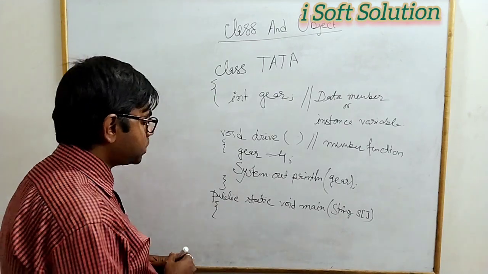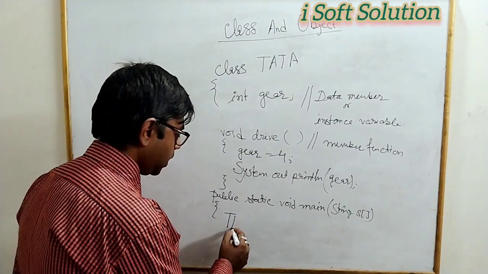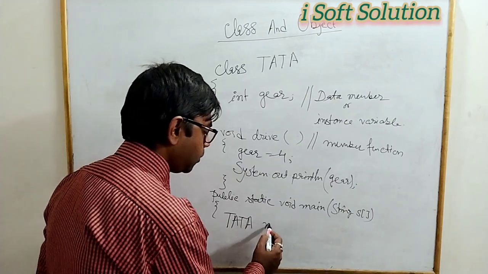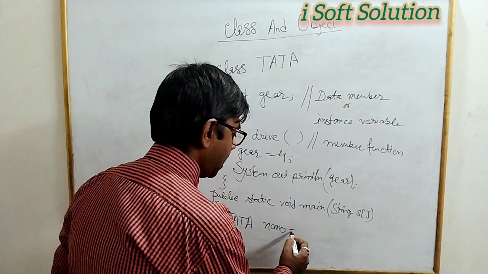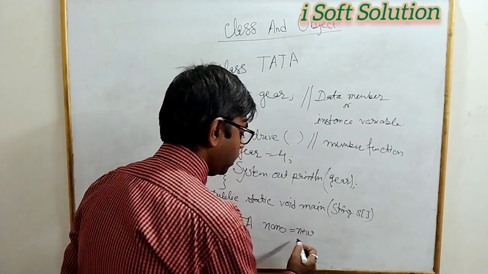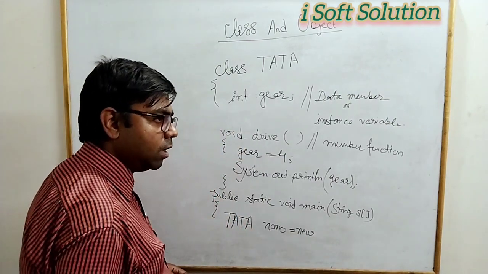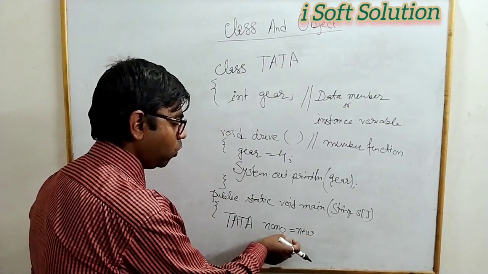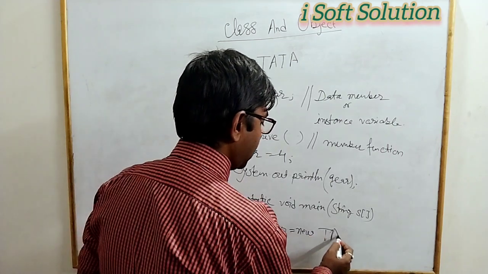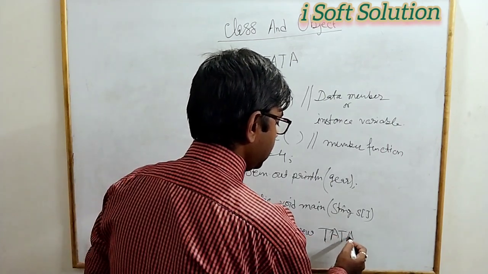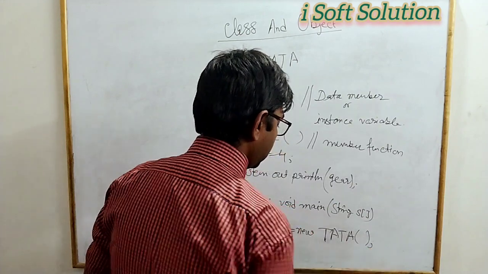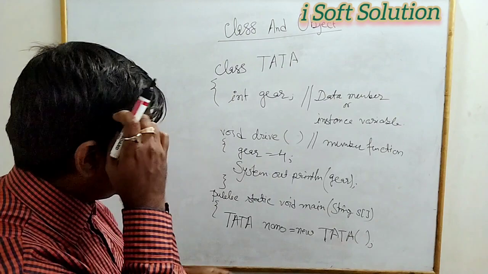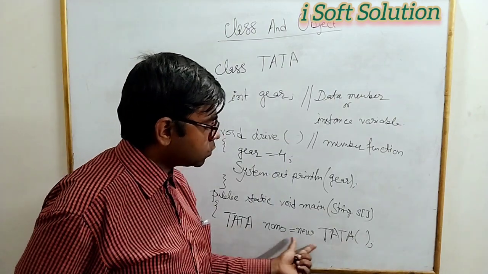So first create an object. Now this is the procedure to create an object. Write down the name of the class, Data, and then create an object like, suppose, nano. Next, new. What is new? New is a keyword which is used to allocate dynamic memory space for the object nano. And then again Data. Now what is this Data? Now this is the constructor. I will discuss the constructor portion in the next video. So Data nano equals to new Data.